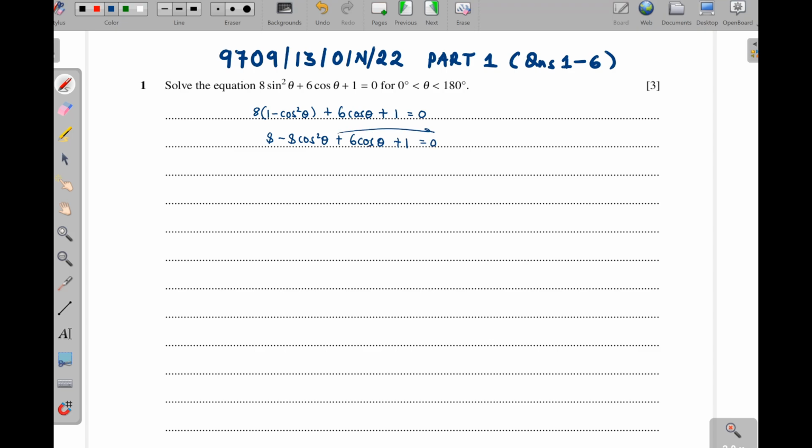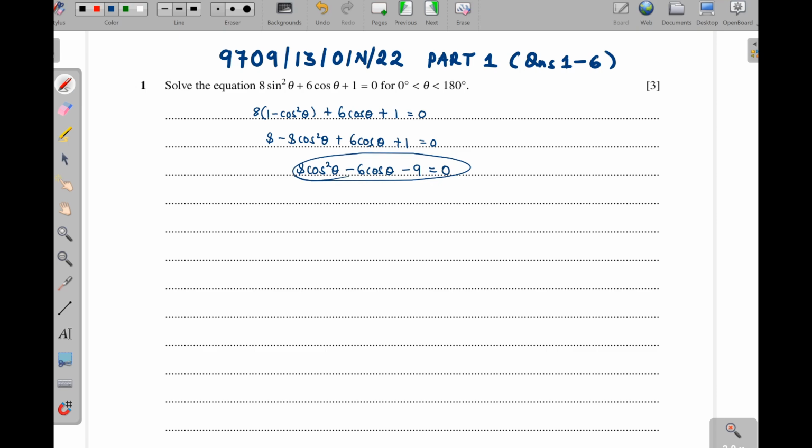I can take everything the other side so that I have the coefficient of cos squared theta as a positive. So we shall have 8 cos squared theta. When this one crosses, it's a positive, so it becomes a minus. So minus 6 cos theta. And then 8 plus 1, that will be a 9. When it crosses, it's a minus, which is equal to 0.